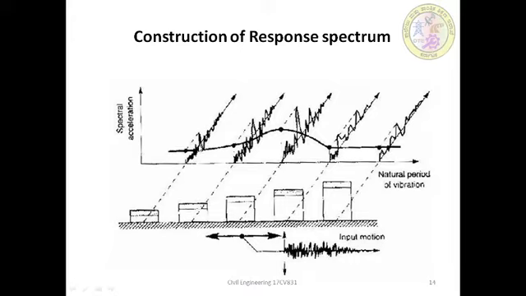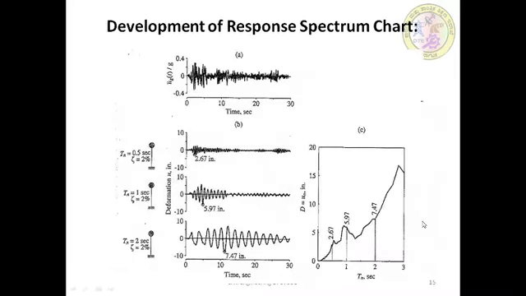Then we plot all the peaks for the different natural periods. For every single story, the height is going to vary, which means the period is going to vary. According to that, its peak response, the peak acceleration, is also going to vary. Joining all the points of the individual periods' peaks is called the response spectrum. Now you can see how this response spectrum is developed.